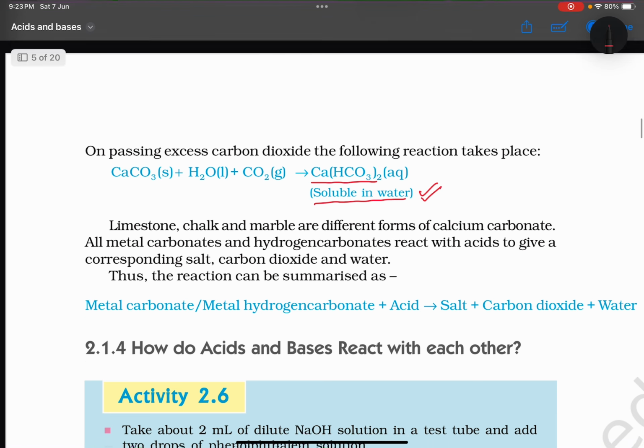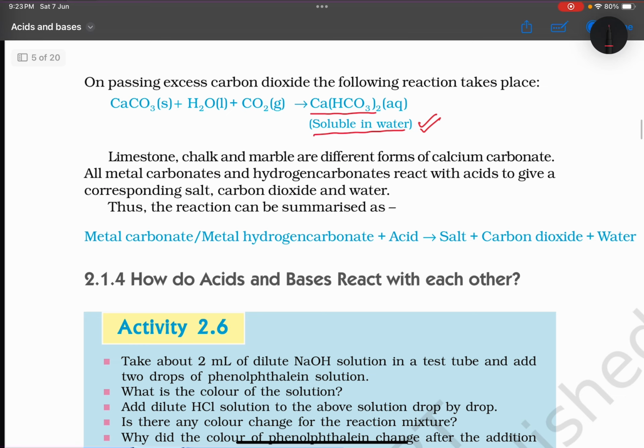Just some idea. Limestone, chalk and marble are different forms of calcium carbonate, CaCO3. Limestone, chalk or marble. Marble means immediately the Taj Mahal should come into your mind, right? Chalk piece, in our classroom we can see chalk pieces. If you are using a whiteboard marker, then you can't. But you must have seen them in childhood, definitely.